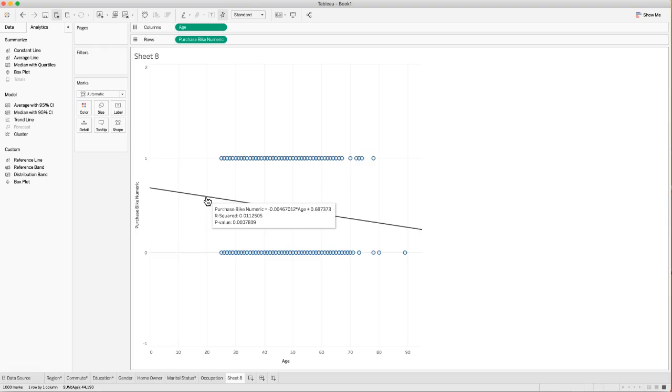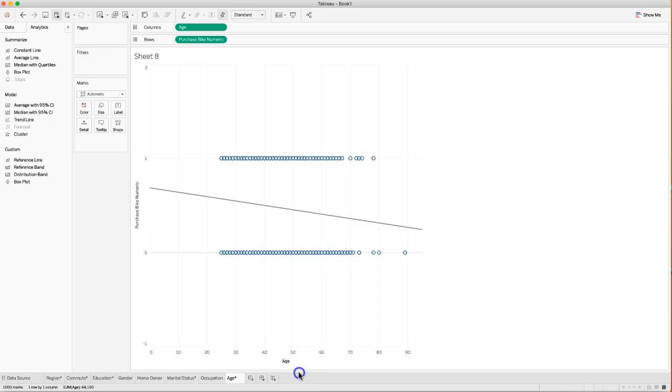So I'm going to take that angle of the line, and I don't care whether the line angles down or up. If it goes down, it just means that as one goes up, the other goes down. If the line were to go this direction, it just means as people get older, they'd purchase more bikes. Either way, I don't care. As long as this line isn't perfectly flat, that means there's a relationship between these variables. So I'm going to say age, star. I like using age as an indicator.